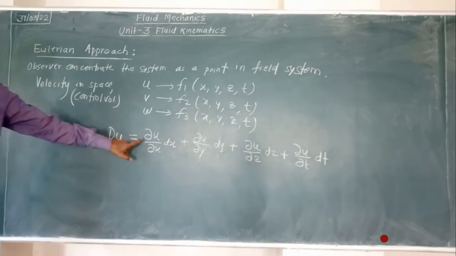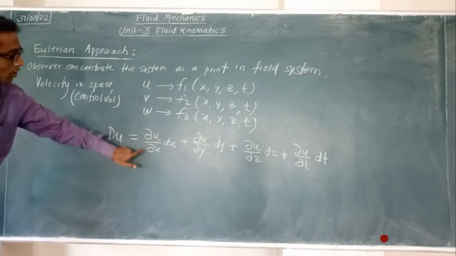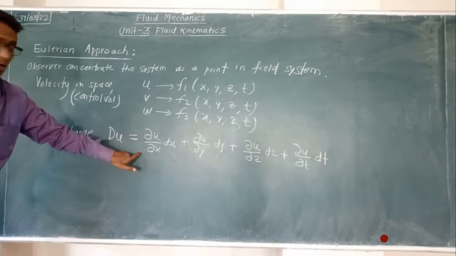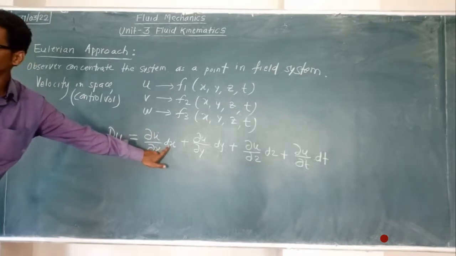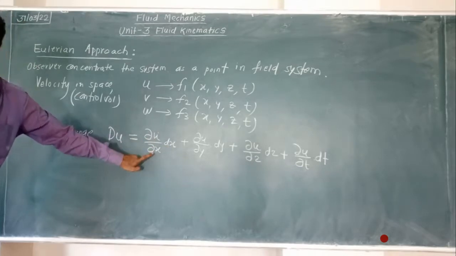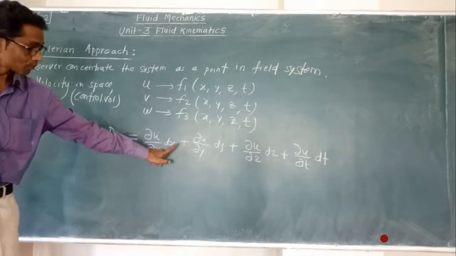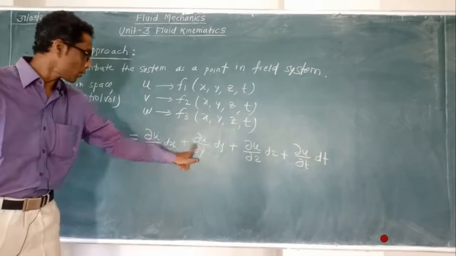Okay, it is also called in mathematics del U. So this is a partial differentiation term, and this is a complete derivative term. So this is the velocity in x direction changing with respect to partial change in x direction, multiplied by the total derivative. This is the same velocity along.